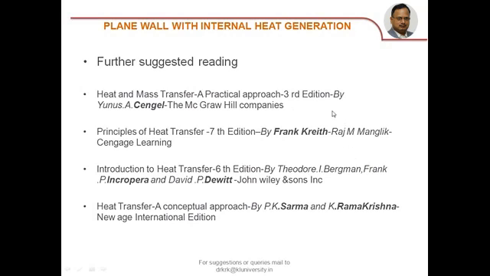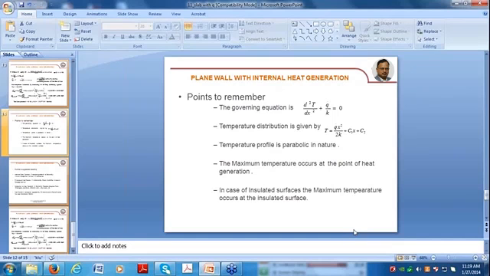So I advise you to give a further reading of these books, maybe the second chapter I think, with internal heat generation. We'll add a few more points and do the problems given in these textbooks. Thank you very much.